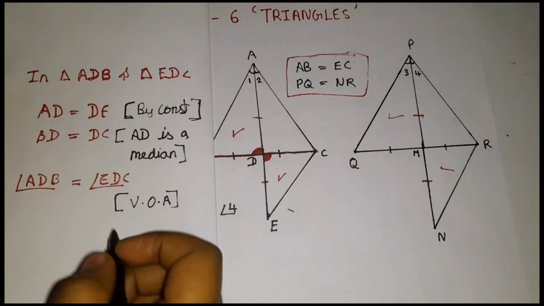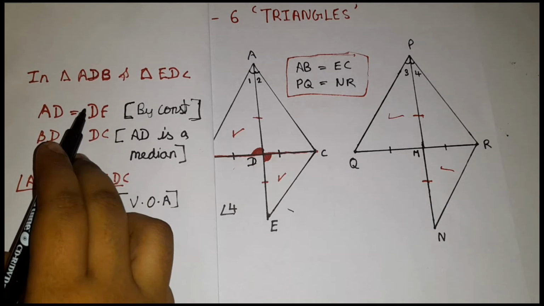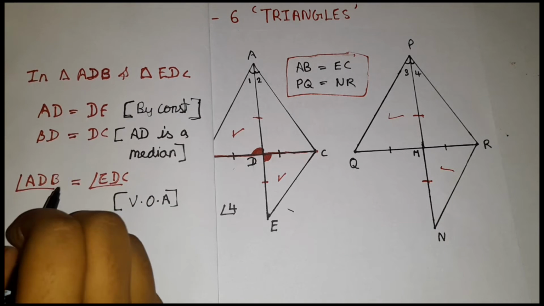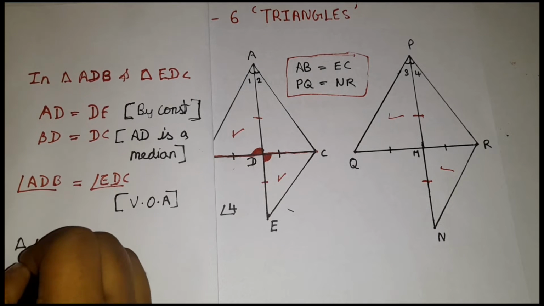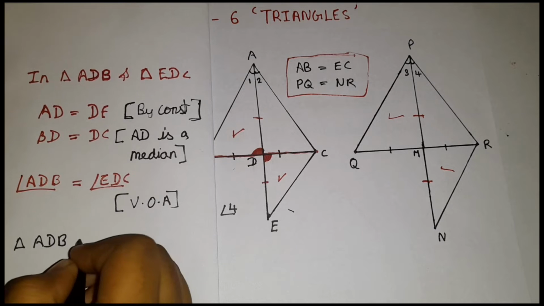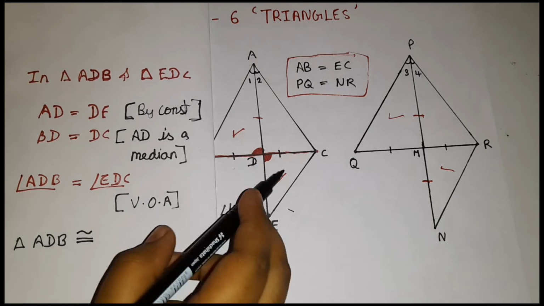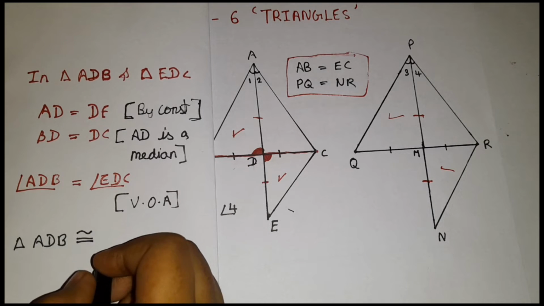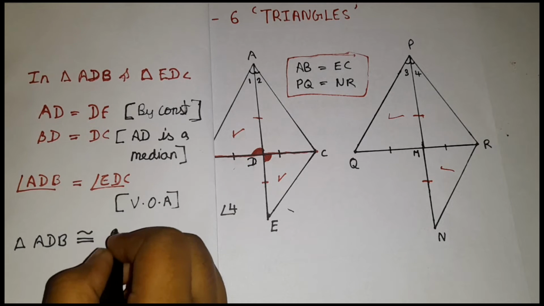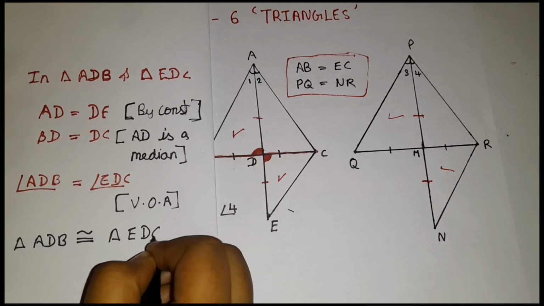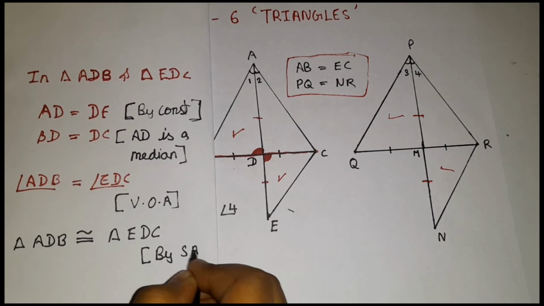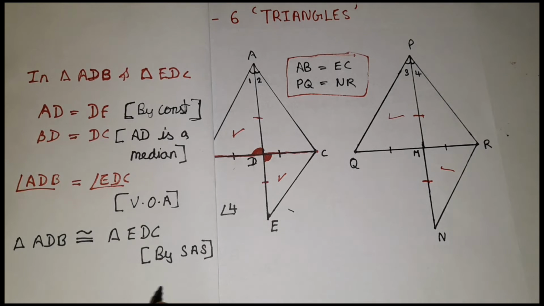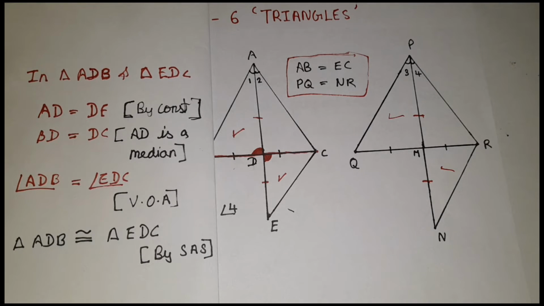Okay guys, now since I got two sides and one angle, I can say triangle ADB is congruent to triangle EDC. I told you guys that I'm proving it as congruent. By which criterion? By SAS. By SAS criterion it is congruent.